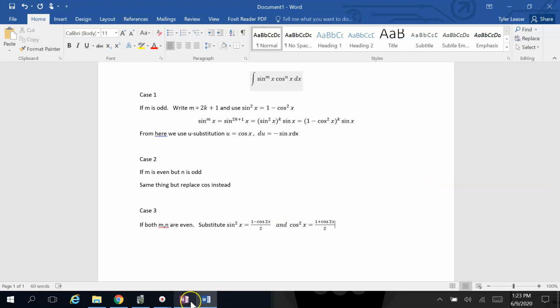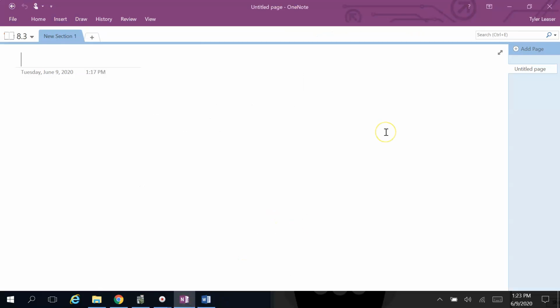So I'm going to go over to OneNote so I can write them all out a little bit better. Hold on, let me reposition here. I have my laptop flat so I can actually write stuff out. Let's look at these first examples.